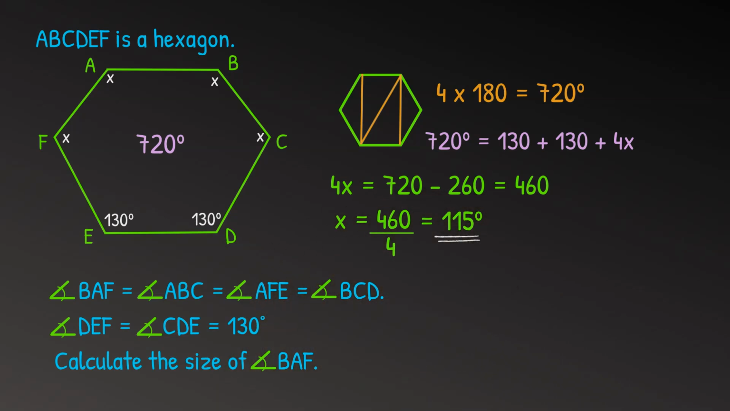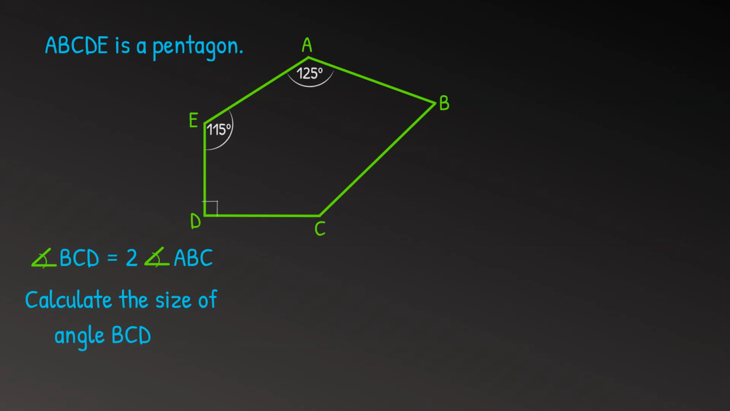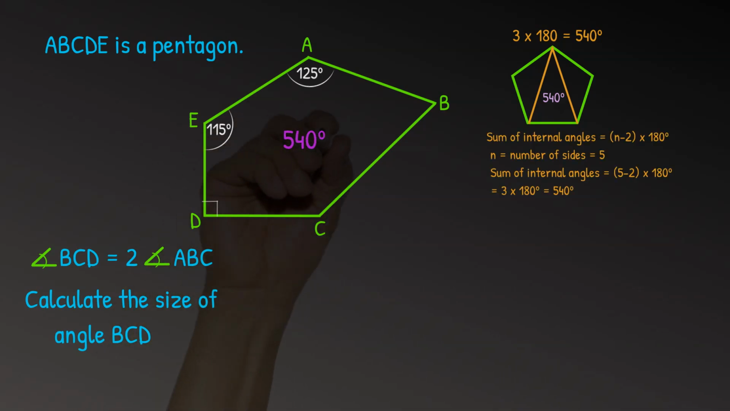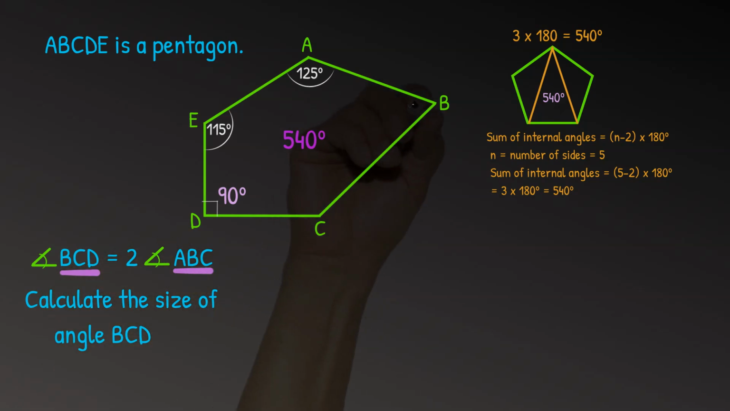Next we have a pentagon, and we know that we can make 3 triangles inside a pentagon, so the sum of the interior angles is 3 times 180, 540 degrees. We know 3 of the angles already, as 2 are written in, and we also have a right angle, which is 90 degrees. We're also told that angle BCD is twice the size of angle ABC. So if we call angle ABC x, we know that angle BCD is 2x.